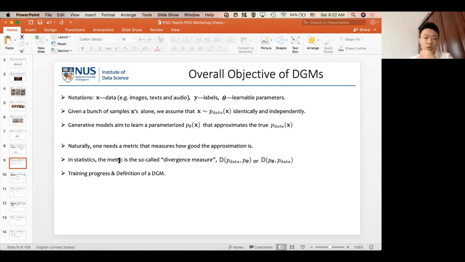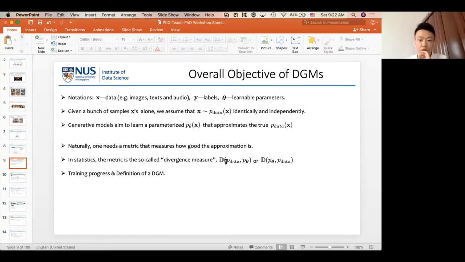And naturally, inevitably we need a metric that measures how good this approximation is. In statistics, this kind of metric is called a divergence measure. We denote it as D of P data, P theta, or the other way around. Sometimes they are equivalent, and sometimes they are not. It depends on what kind of divergence you use here.